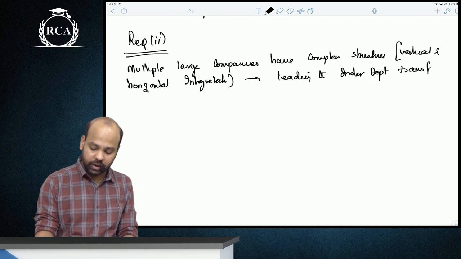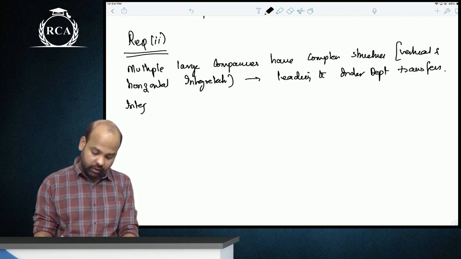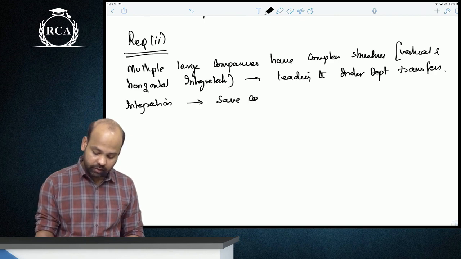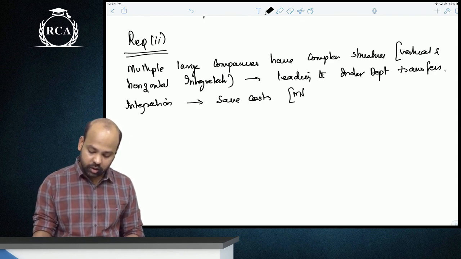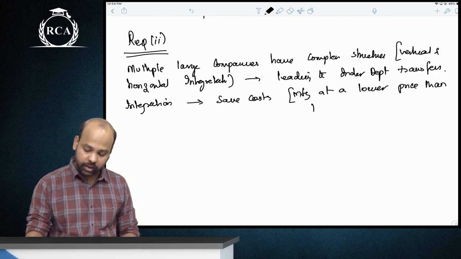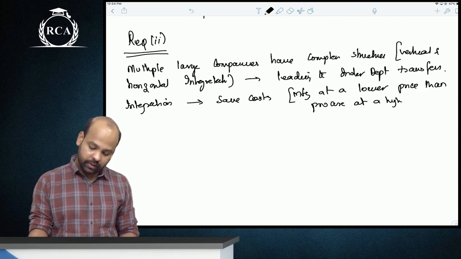Interdepartment transfers. Yes or no? The integration, guys, integration. Why do it? Integration was to save cost, as such. Manufacture at a lower price than procure at a higher price. That is the whole objective of integration, right?